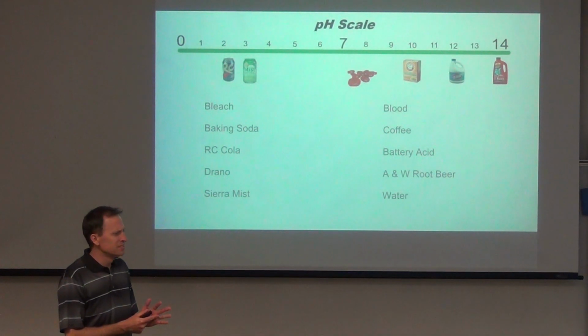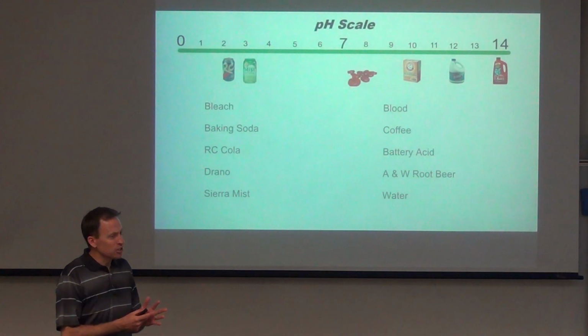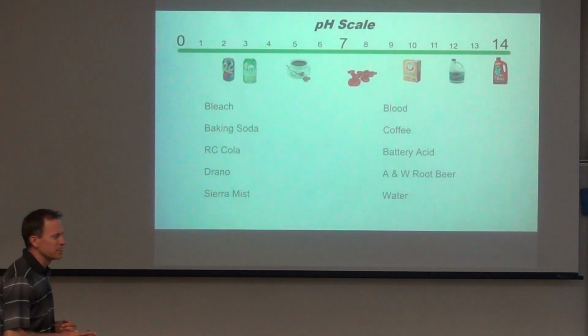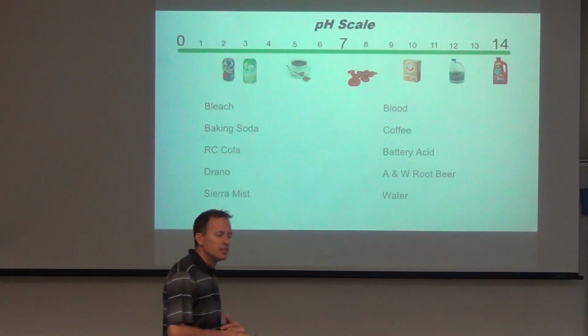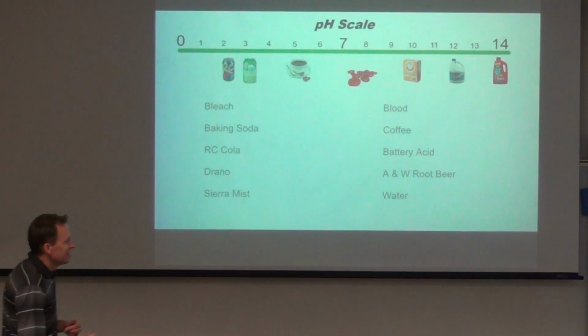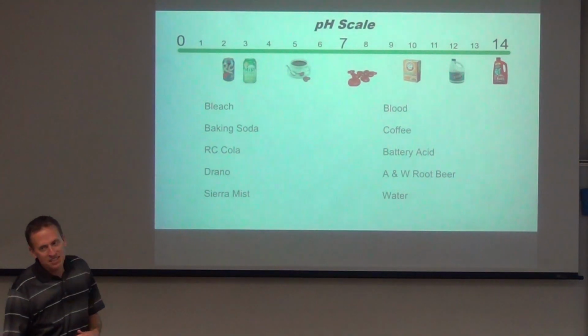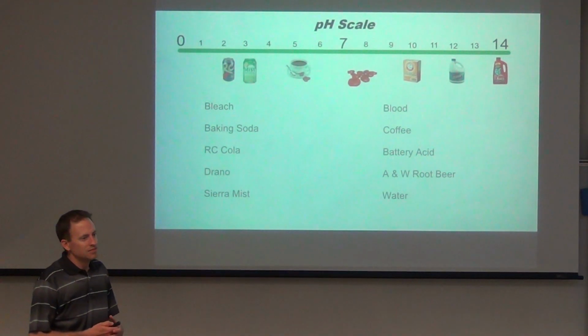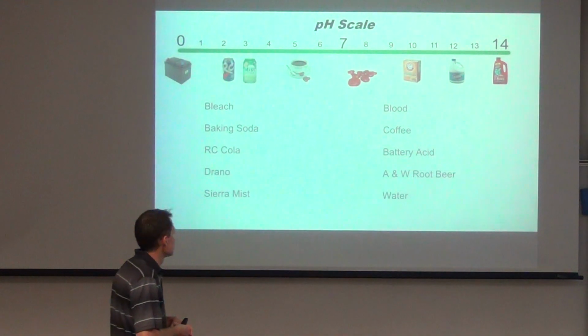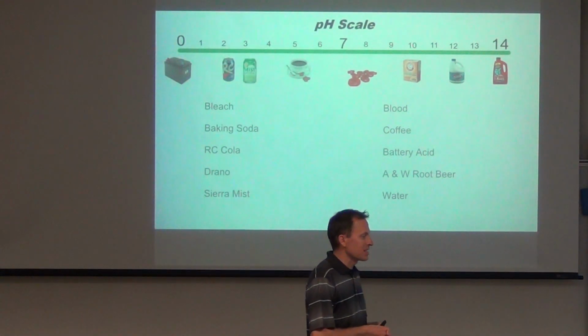Anybody remember coffee? It's okay if we don't, but it's around 5, depending on your brew and the bean. All right, got to know where this one is. Battery acid is at 1. We're going to say 0. Now, there are exceptions and different kinds of batteries and battery acid, but we're going to say that that's 0.